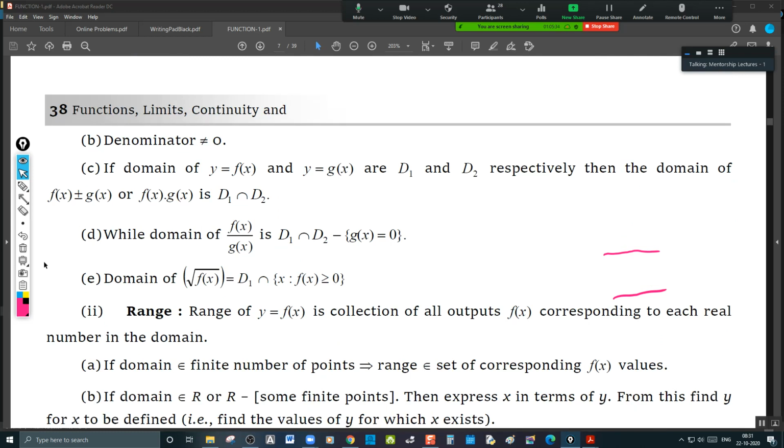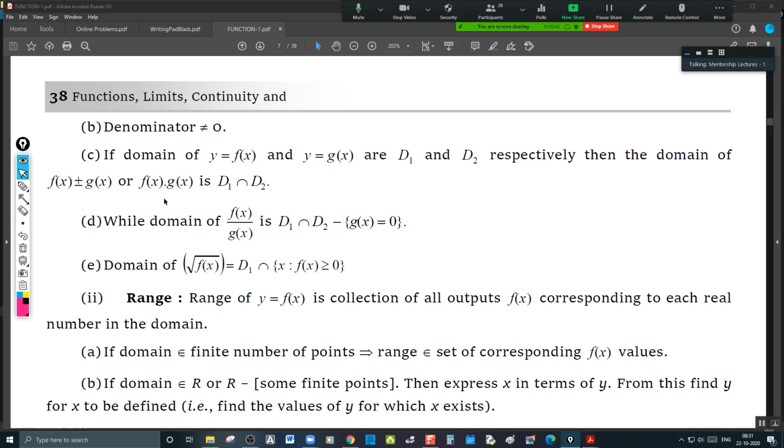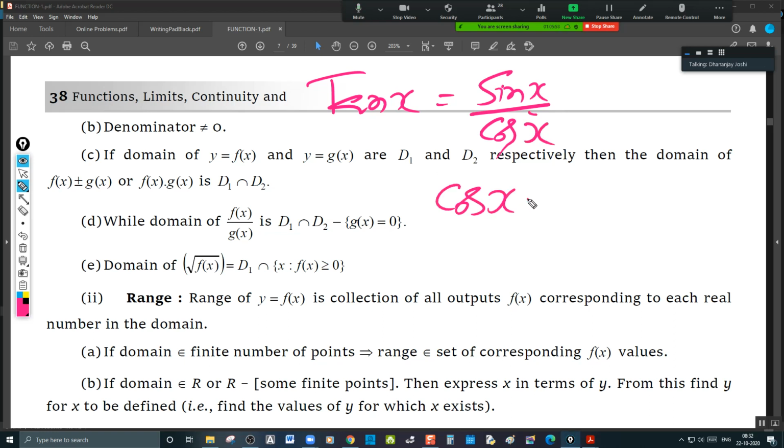Finding the domain means you should not give those values to x which undefine the function. For example, tan x is there, and tan x is the ratio of sin x and cos x. You should not give those values to x where cos x is equal to 0, because the denominator becomes 0 and thereby you will have that function undefined. So x is not equal to pi by 2, 3 pi by 2, 5 pi by 2, etc.